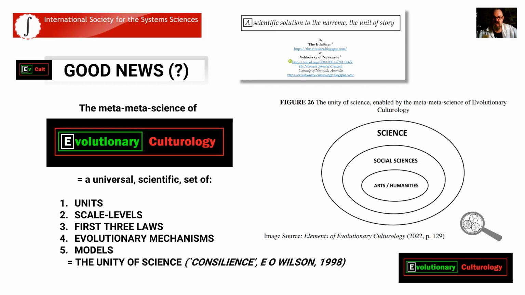And the good news, EvCult gives you a universal scientific set of units, scale levels, the first 3 laws of fractal holon partons, evolutionary mechanisms like those ST, SVT, BVSR, and you've got all your models in the diagrams, etc., and that gives you the unity of science, also meta-science and meta-meta-science, because it goes through the lot as per Consilience by good old Ed Wilson. So everything's a science now, even the arts and humanities, because we can find the same units, levels, laws and mechanisms for all the units of culture.